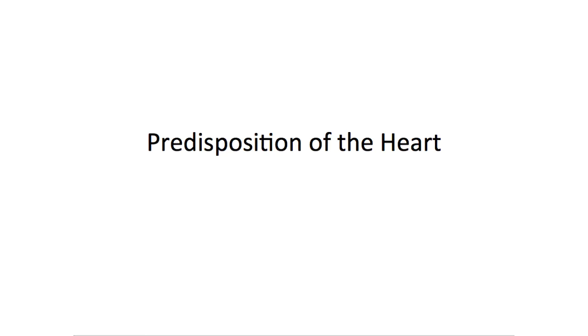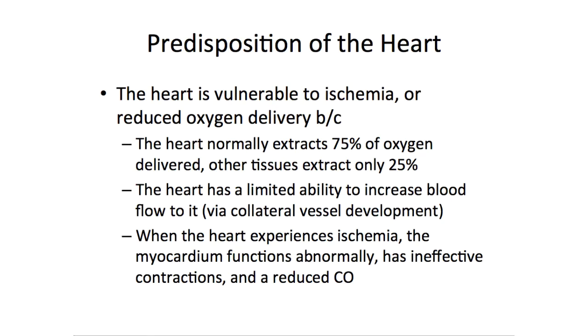Let's talk briefly about why the heart is so susceptible to insult from hyperlipidemia. The heart is vulnerable to ischemia or reduced oxygen delivery because of the following factors. The heart normally extracts 75% of the oxygen delivered, whereas other tissues only extract 25%. In fact, the first part of the aorta branches into the coronary arteries in order to perfuse the heart. The heart also has a limited ability to increase blood flow to it via collateral vessel development. And finally, when the heart experiences ischemia, the myocardium functions abnormally, has ineffective contractions, and a reduced cardiac output.